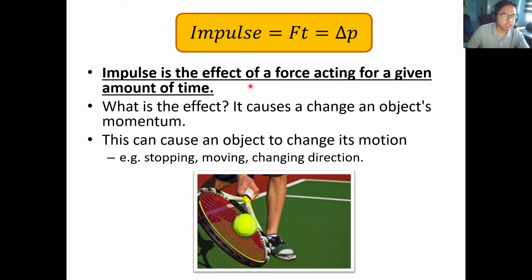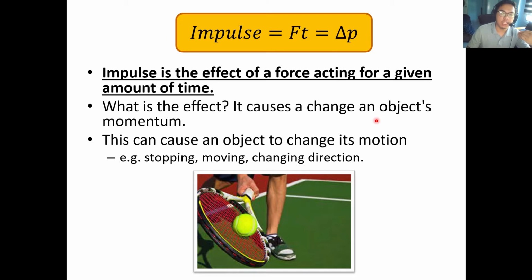So impulse is the effect of a force acting for a given amount of time. When a force is acting on an object for a certain amount of time, we say an impulse has been given to the object, and that has an effect. And what is the effect? It usually causes a change in an object's momentum. Remember, momentum is basically telling us about the motion of an object. So when an object's momentum is changed, that means the object's motion is also changed.